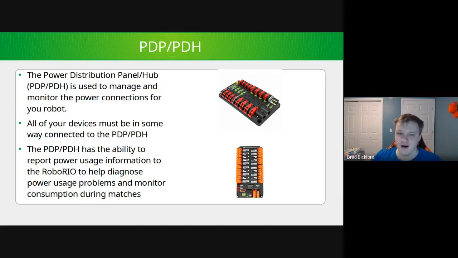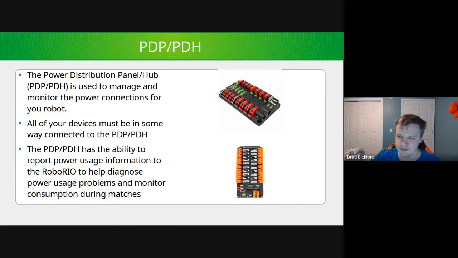And of course, if you aren't aware which one is which, the panel made by CTRE is the black one on the top with the red and black sort of openings. And then the bottom one with the orange little levers is the one made by REV, and that is the PDH.